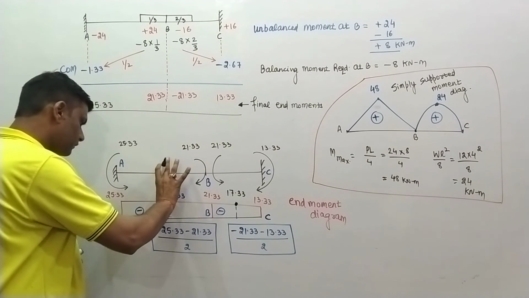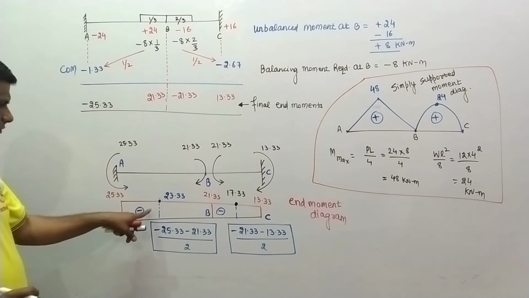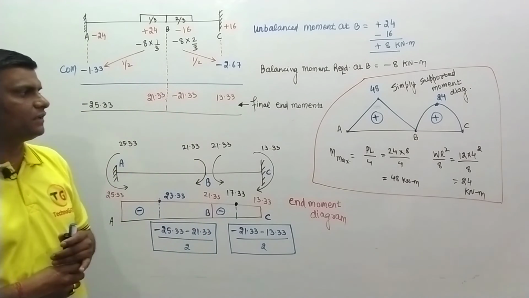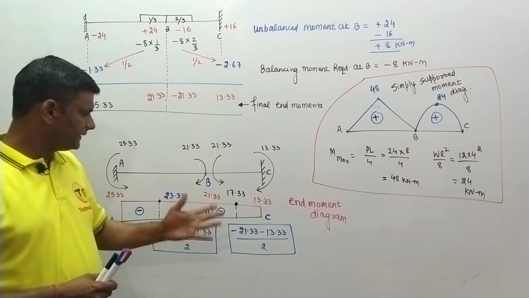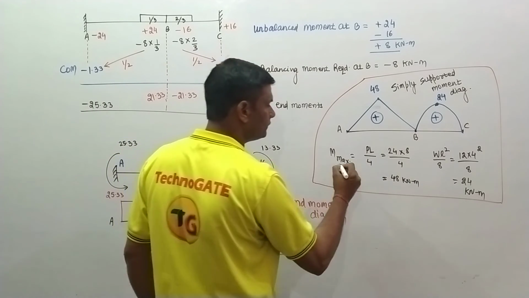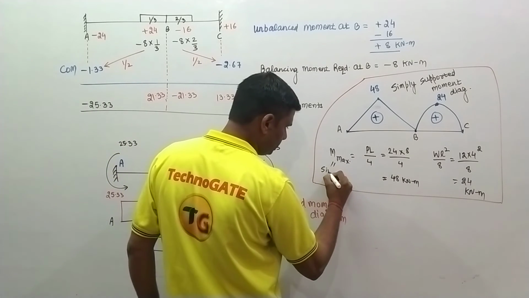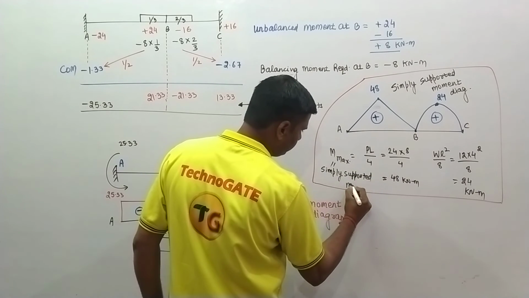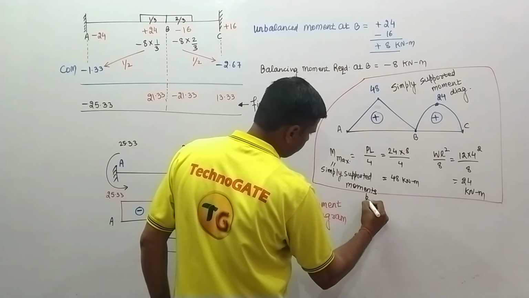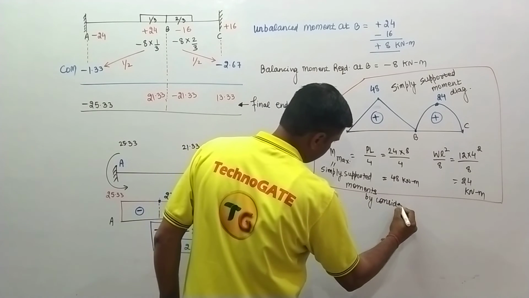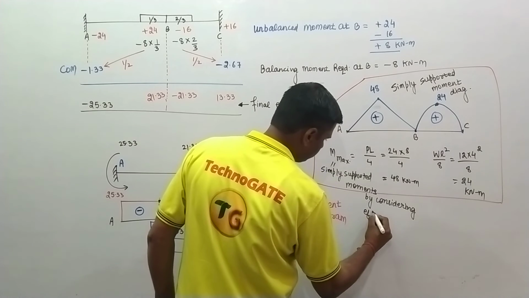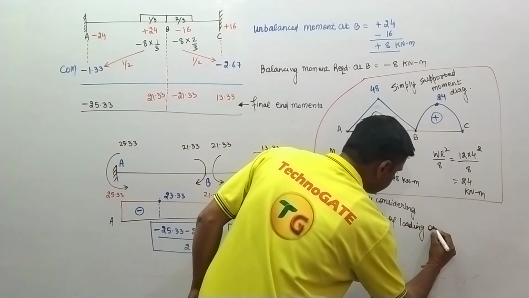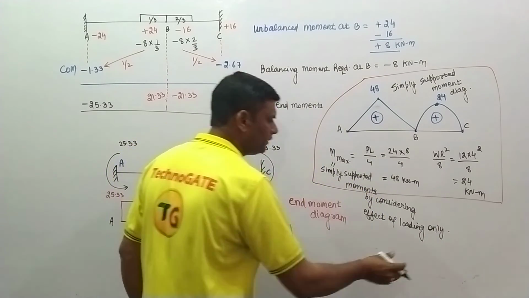Because we have to superimpose this end moment diagram on the simply supported moment diagram, and to find the net resultant values, these average values are required. These are the simply supported moments, by considering the effect of loading only.